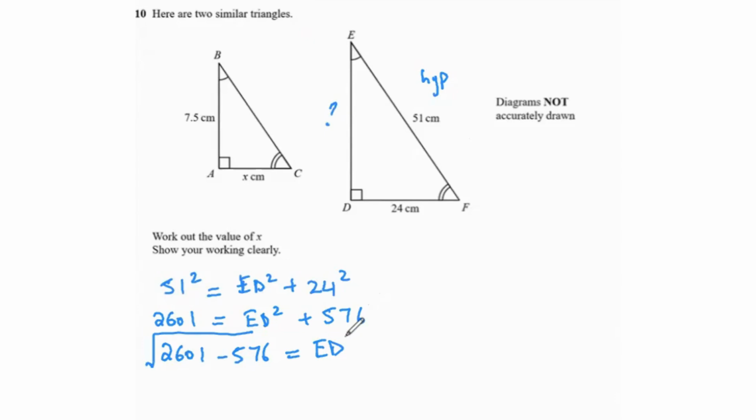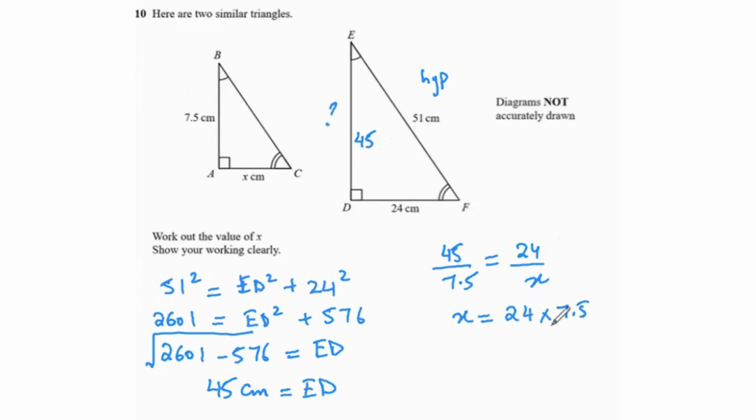2601 minus 576, square rooted, that's 45. That's the length of ED. So if this is 45, now we can find the scale factor. That's 45 over 7.5, and we have to find x, so that's 24 over x. So x is 24 times 7.5 over 45, which is going to give us 4 centimeters. So the value of x is 4.